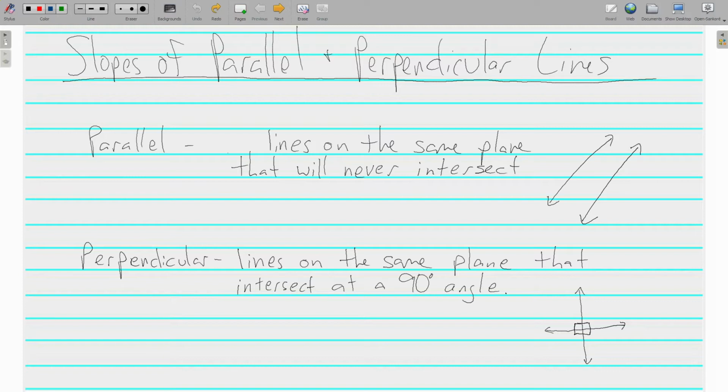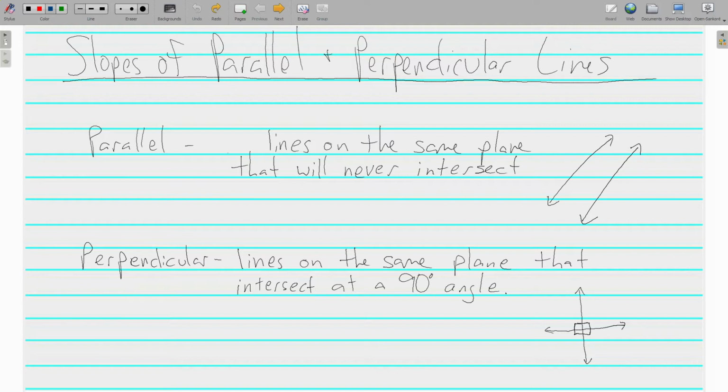Perpendicular lines might be new for you. They are lines on the same plane that intersect at a 90-degree angle. And actually, if the lines are going forever in both directions, it'll make four 90-degree angles, as I've drawn you a little picture down there.